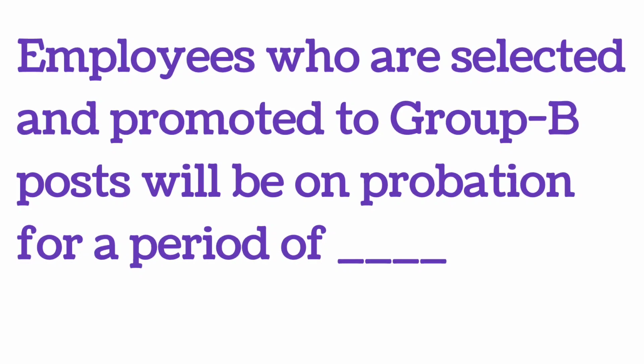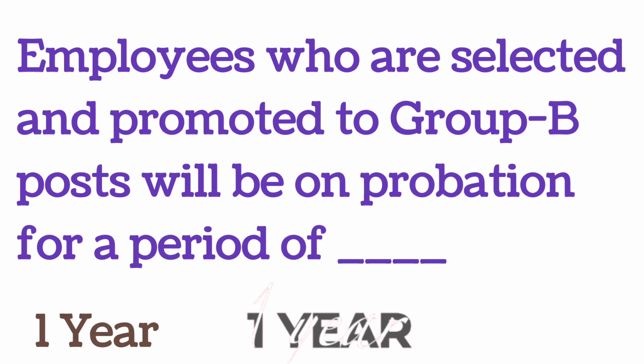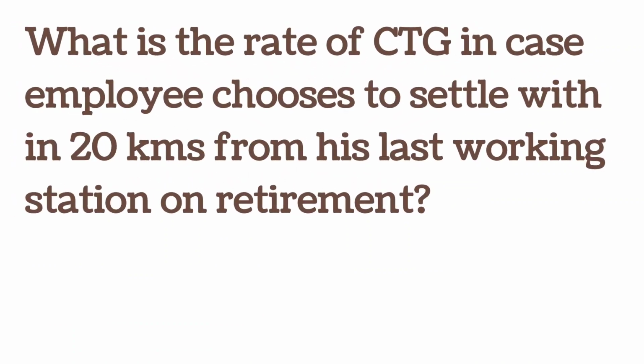Employees who are selected and promoted to Group B post will be on probation for a period of dash. Normally Group C and Group D are on probation of 2 years, but Group B employees, 1 year. Their probation period is 1 year only.